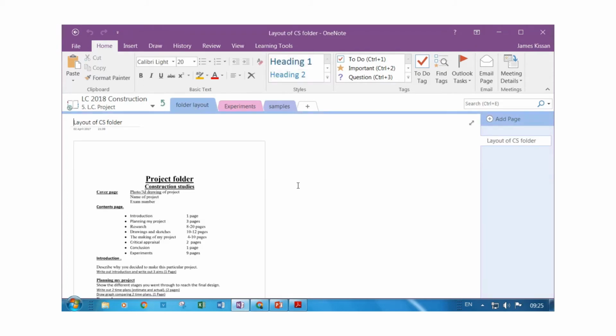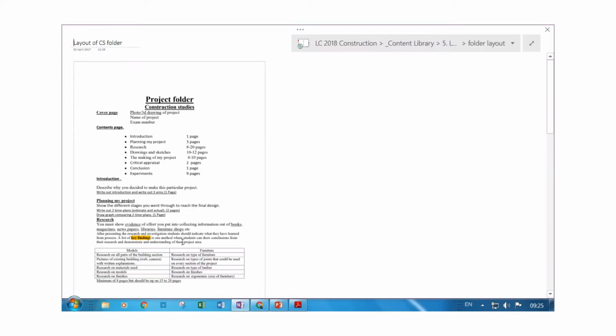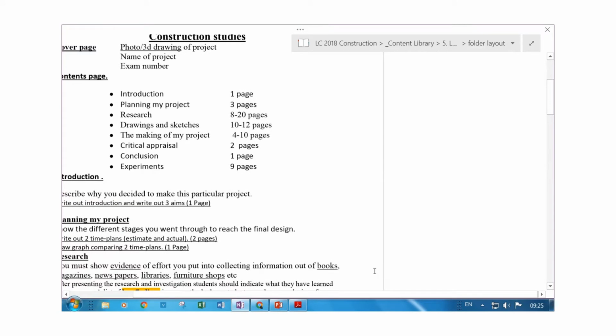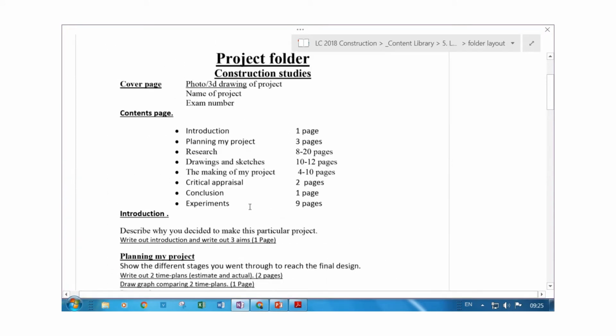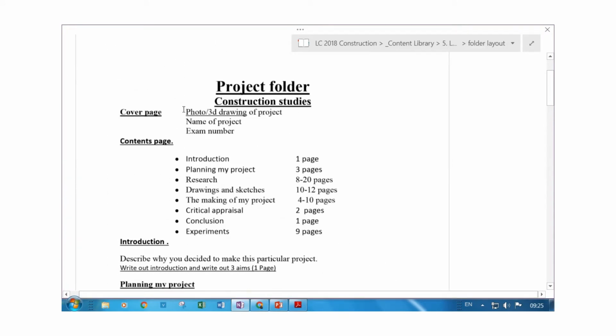Now, first of all, today we're going to look at the layout for the folder. Now, I've already given this to you. So, basically, the front page of your folder should have a photograph or 3D drawing of your project, the name of the project, that's Construction Studies Project 2017, and your exam number. Okay. Then, contents page second.